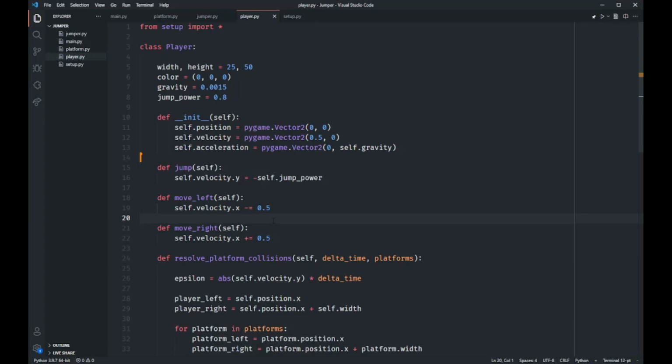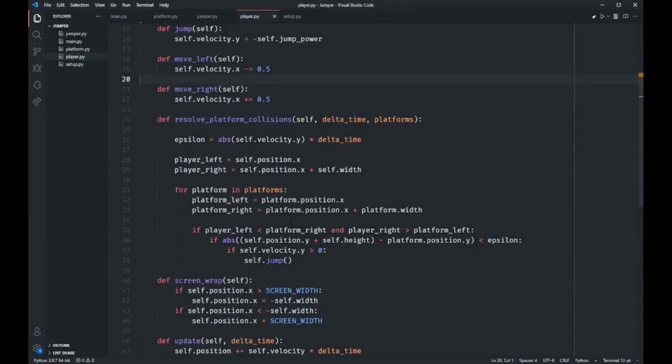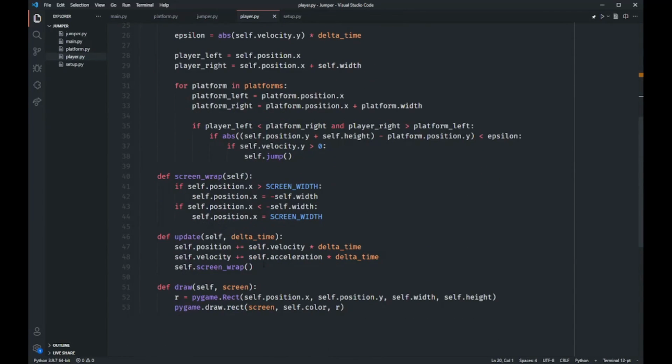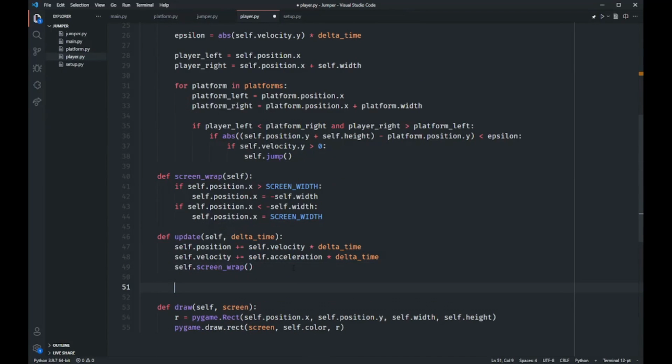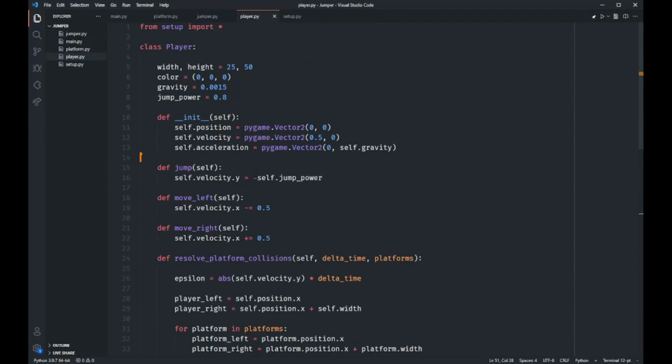So what we're going to do actually is in update over here, we're going to need to reset this x velocity. In the update, we're going to tell the player to move left, move right, and that's going to set their x velocity to one of these values. If they're pressing left, it's going to subtract 0.5, so it becomes negative 0.5. And if they press right, it's going to add 0.5, so it becomes positive 0.5, right?